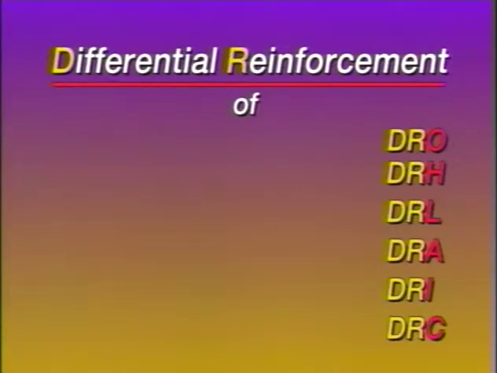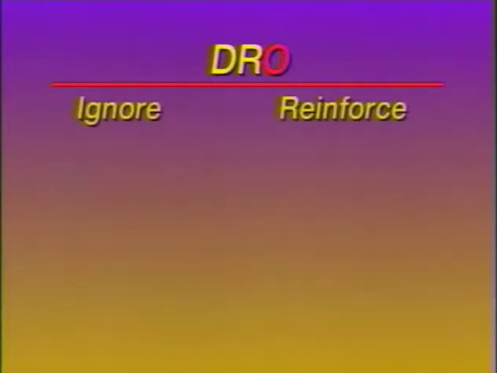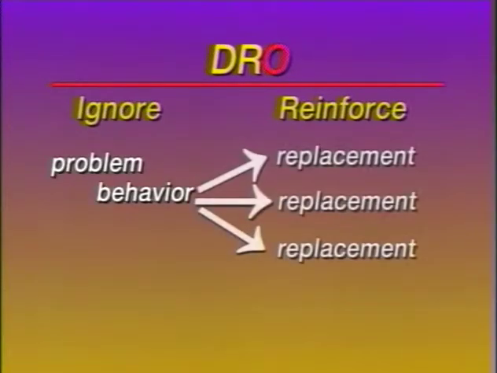In this presentation, we'll focus on these three common differential strategies. First, differential reinforcement of other rates or zero rates of behavior. In this case, the instructor ignores the problem behavior while reinforcing any replacement behaviors.